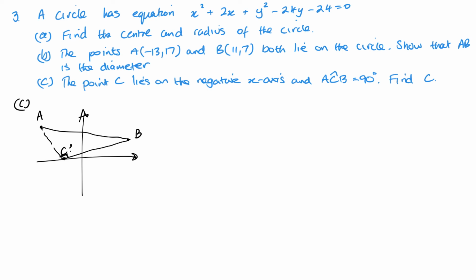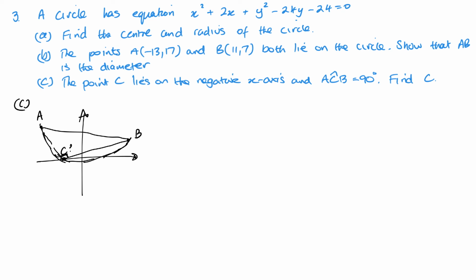So here's a rough sketch of what I'm looking at. Now, AB is a diameter. We've shown that in part B. If it's a diameter, and the right angle is ACB, it means that C, while being a right angle, is also on that circle. It's on the circumference of the circle as well. Because remember, an angle at a point on the edge of the circle where you've got a diameter is 90 degrees. So it's got to be on the circle.